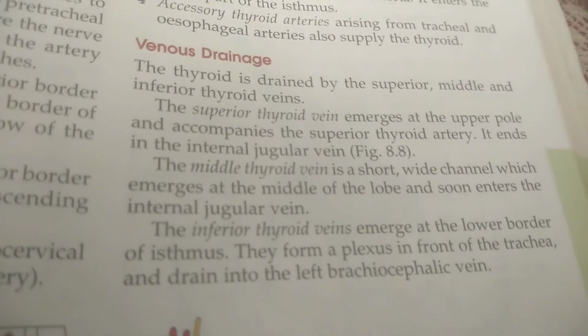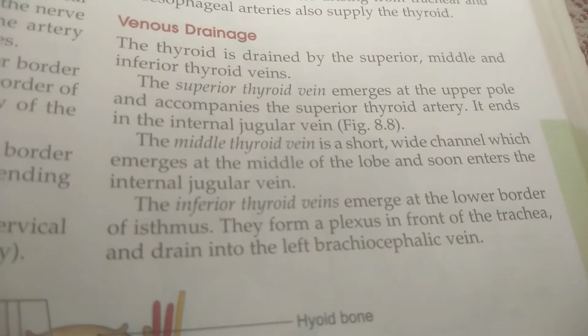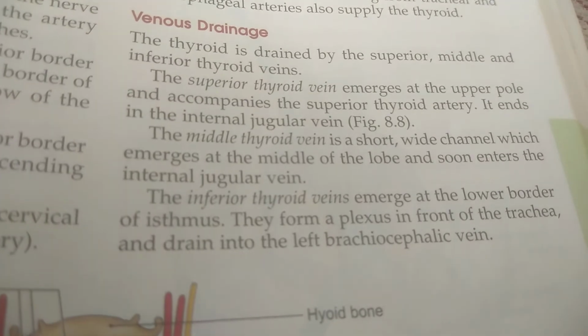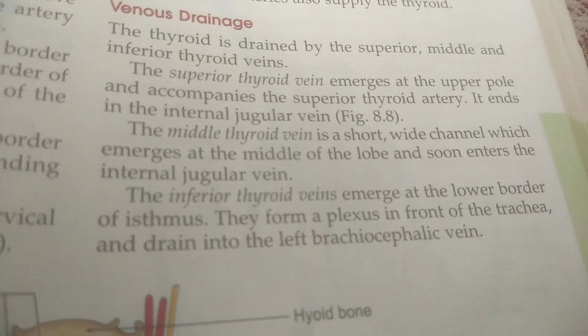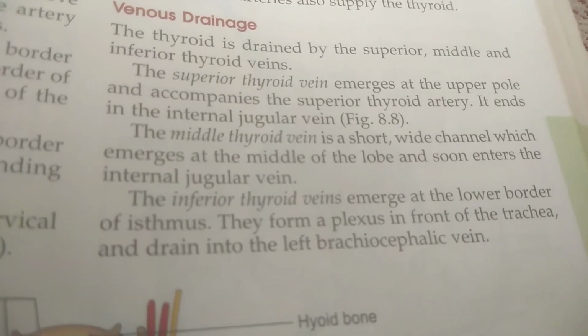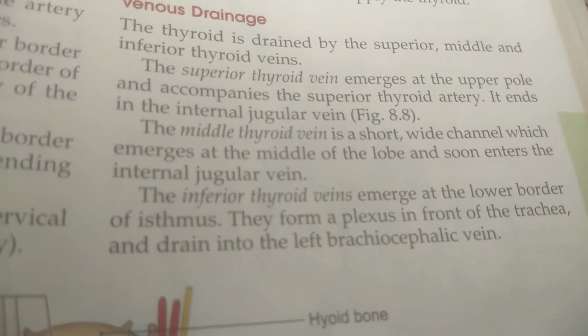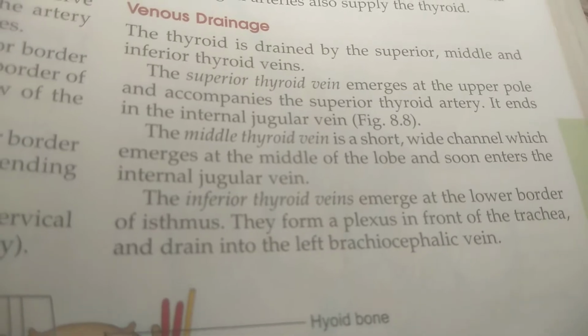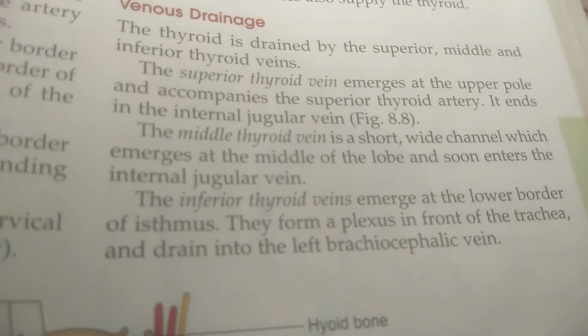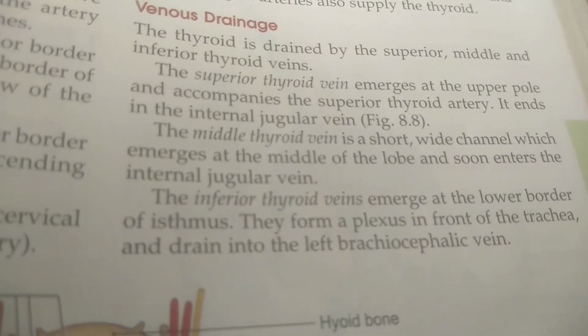The middle thyroid vein is a short wide channel which emerges at the middle of the lobe and soon enters the internal jugular vein. It drains into the internal jugular vein. The superior thyroid vein also drains into the internal jugular vein ultimately. And the inferior thyroid vein emerges at the lower border of the isthmus. Where is it emerging? And where is it draining?